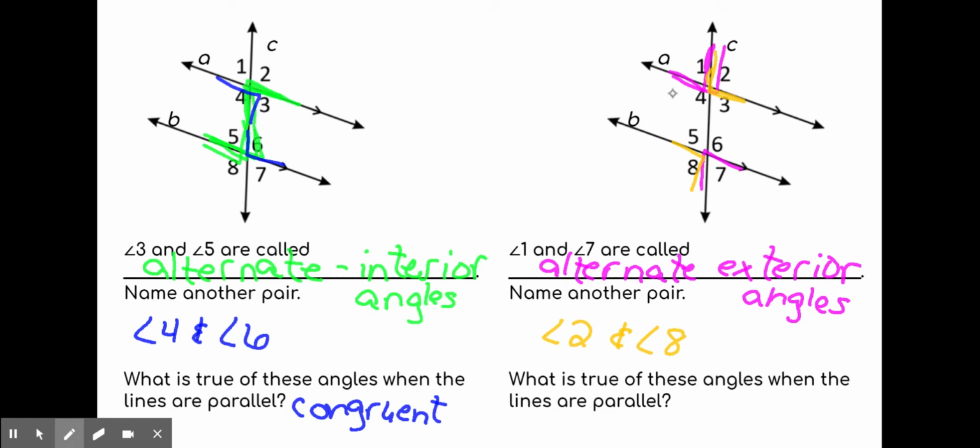So if we were to take patty paper and trace angle 1, we could rotate it around and put it on 7 and it would match. We could do the same thing with 2 and 8. We could trace 2, we could rotate it around, it would match angle 8. So when lines are parallel, alternate exterior angles are also congruent. They have the same measure.